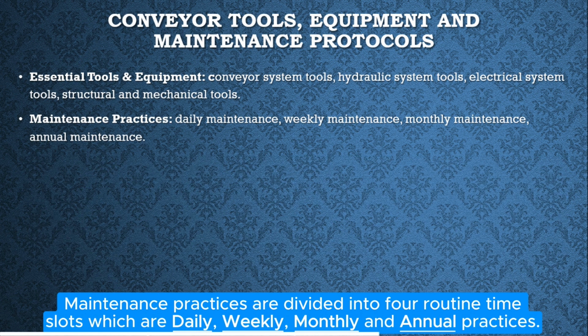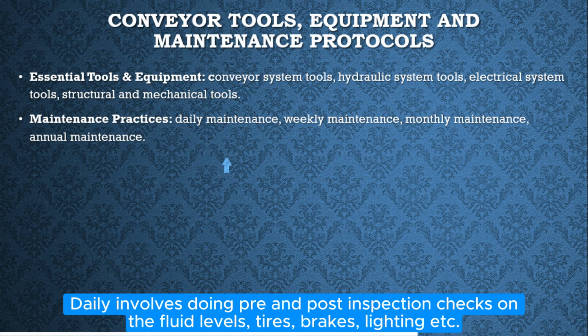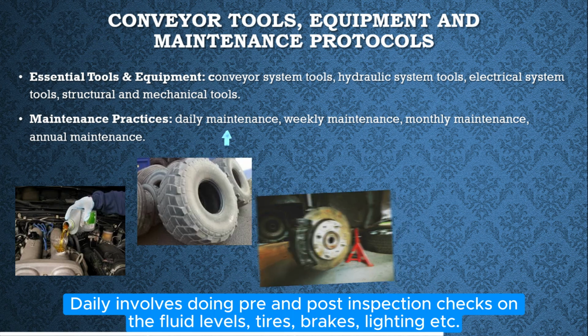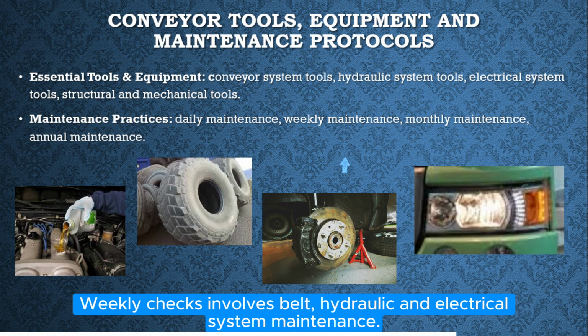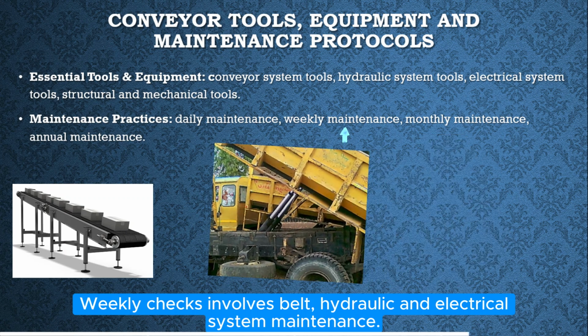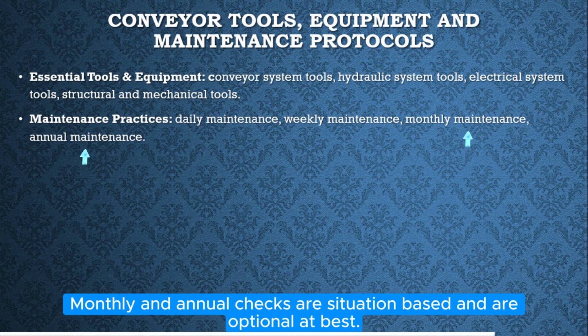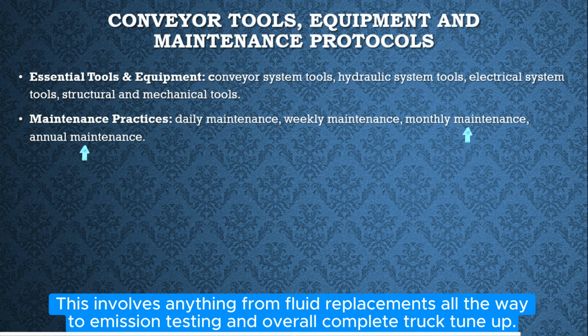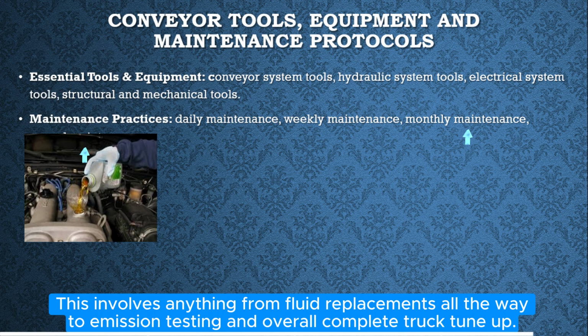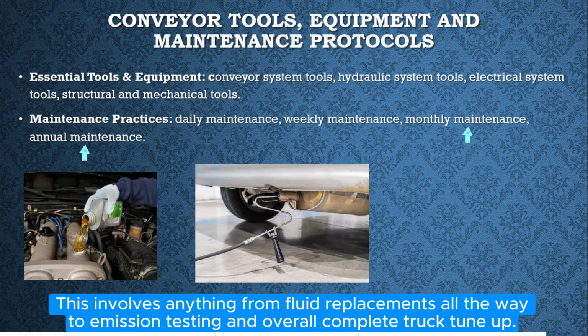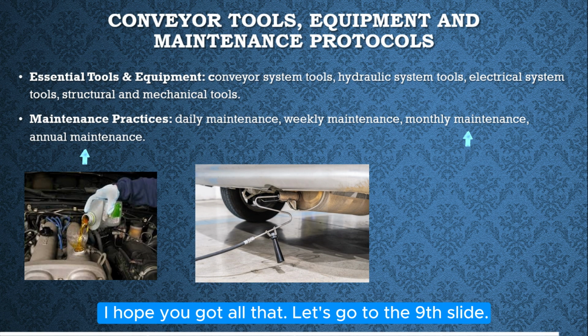Maintenance practices are divided into 4 routine time slots, which are daily, weekly, monthly, and annual practices. Daily involves doing pre- and post-inspection checks on the fluid levels, tires, brakes, lighting, etc. Weekly checks involve belt, hydraulic, and electrical system maintenance. Monthly and annual checks are situation-based and are optional at best. This involves anything from fluid replacements all the way to emission testing and an overall complete truck tune-up.